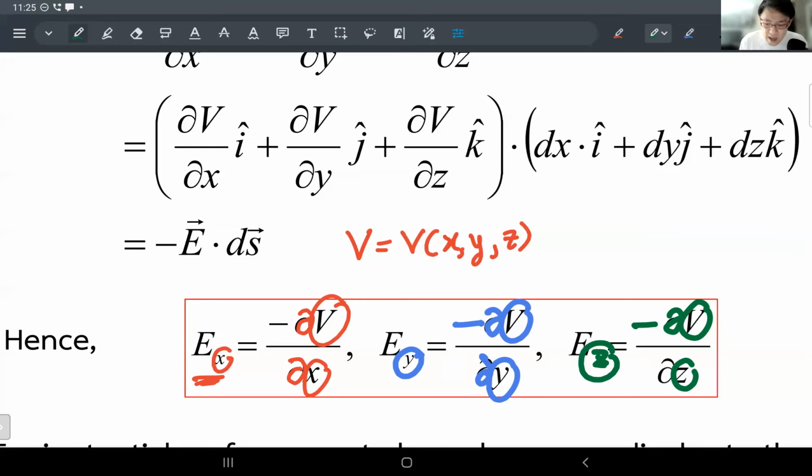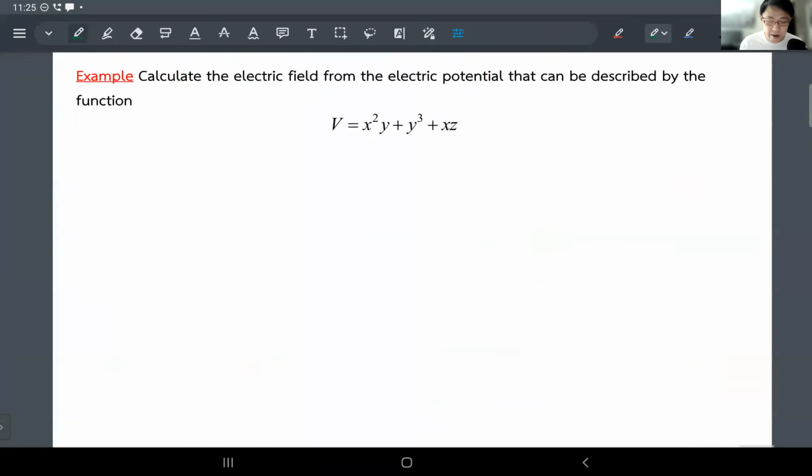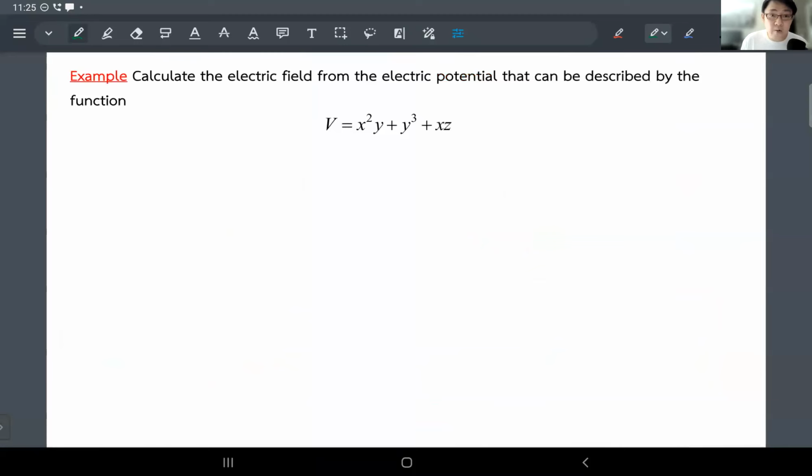Seriously, I love this one in the sense that even though you don't understand the vector calculus behind this, the recipe is super simple, right? Even though you don't understand this topic whatsoever, the only thing you need to know is that this formula will take you to the electric field calculation from the potential function. So I'll show you how easy it is to execute this one, guys. Look at this example here. See? Calculate the electric fields from the electric potential described by the following function.